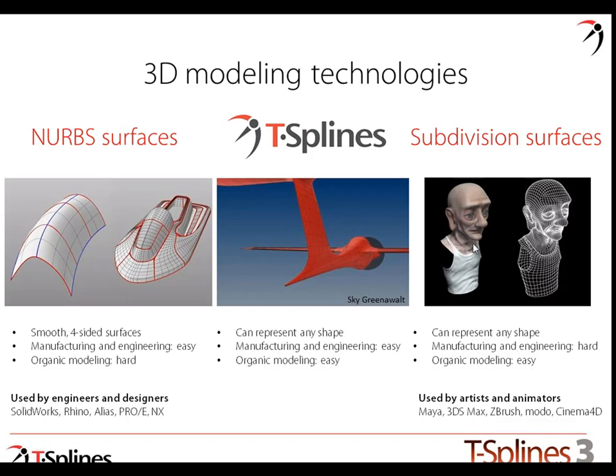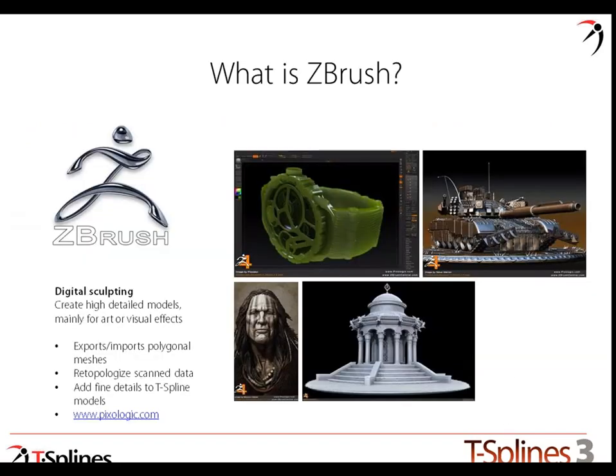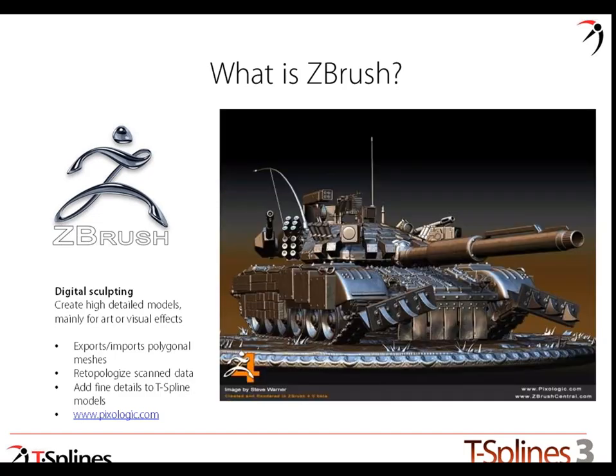And today we'll be focused on one of these packages called ZBrush. So what is ZBrush? It's a digital sculpting tool that can be used to create high-detailed models. It's often used for art or visual effects. These are some examples of the amazing detailed models that can be created using ZBrush. Here's just a close-up on one model. You can see that you can easily create much finer details than you could even manufacture.